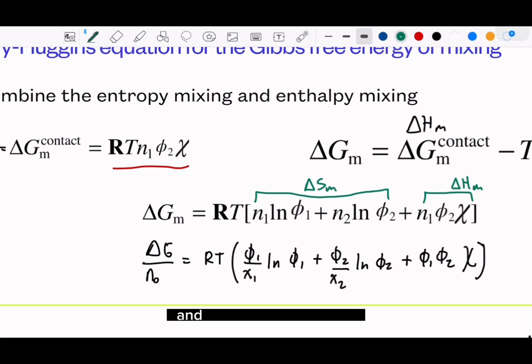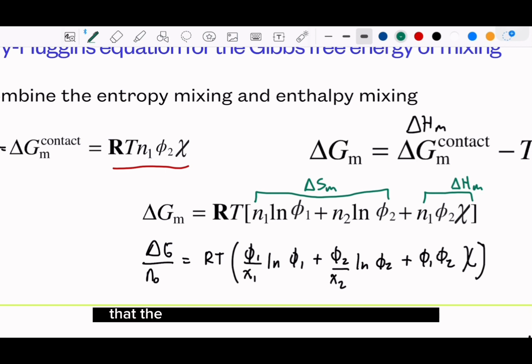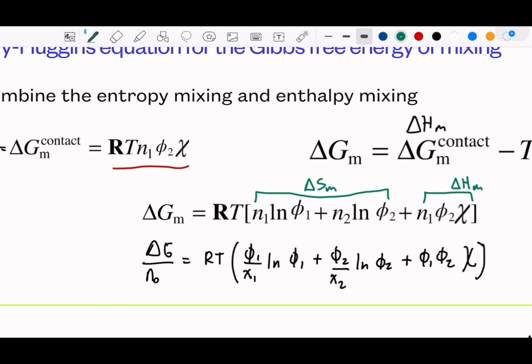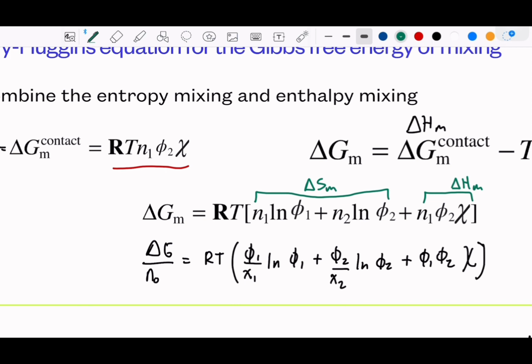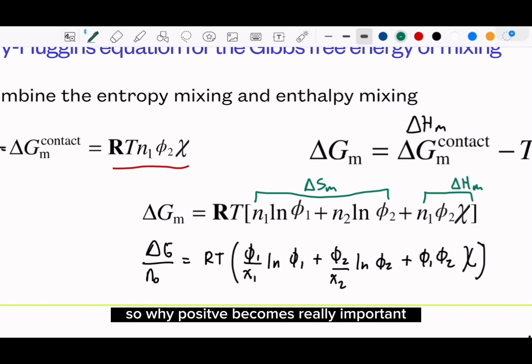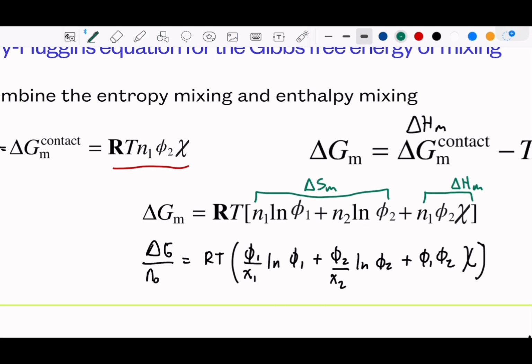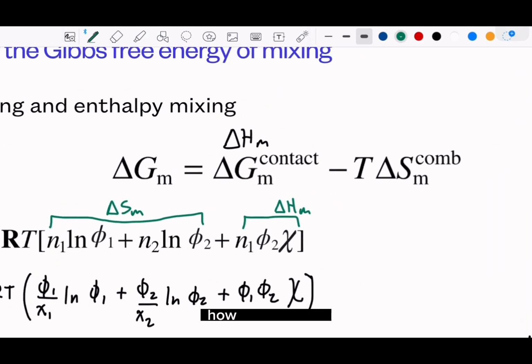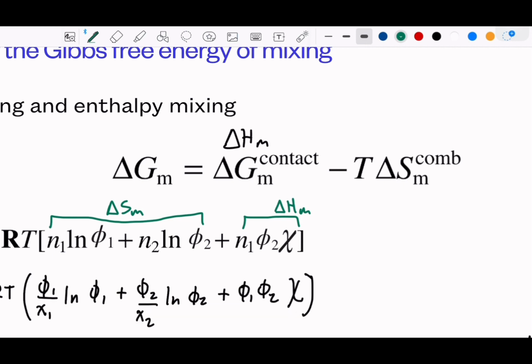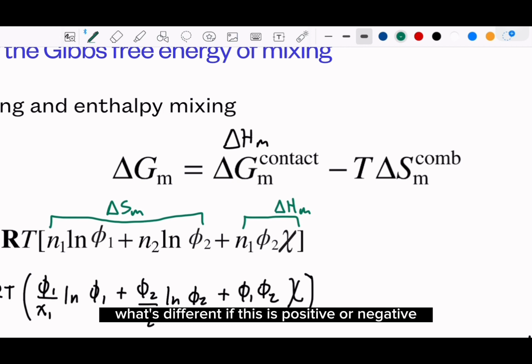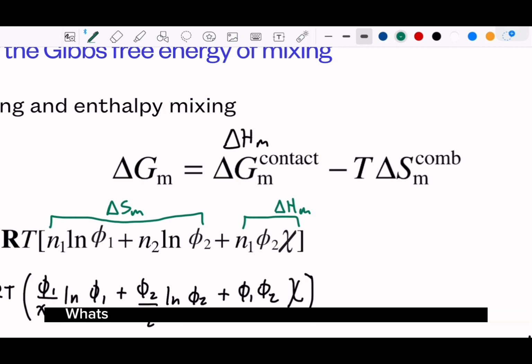So as we mentioned earlier, the delta S will mostly trigger the mixing, okay? Because they are going to make things positive, right? Make things positive. So why does positive become really important? Okay. So in thermodynamics, remember, if you have a reaction, you have the delta G. What's different if this is positive or negative? What's happening if your delta G is positive?